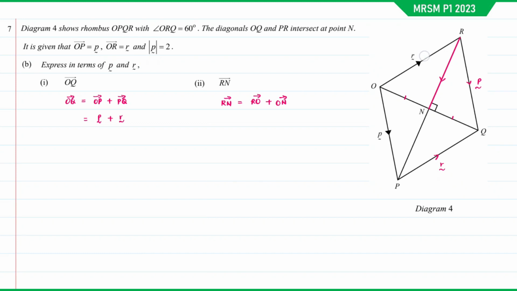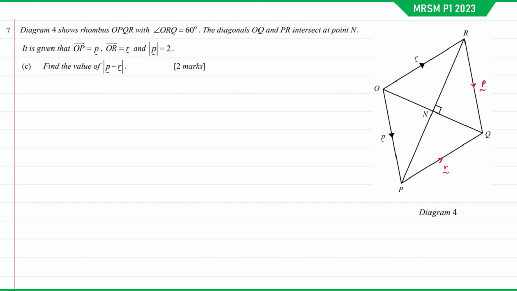So here, as RO is in the opposite direction of OR, vector RO will be negative R plus vector ON is half of the vector OQ. So in question B1, we already defined vector OQ, which is vector P plus vector R. Expand this, and we get 1/2 vector P plus 1/2 vector R. Next, solve for vector R. Then the answer will be 1/2 vector P minus 1/2 vector R.